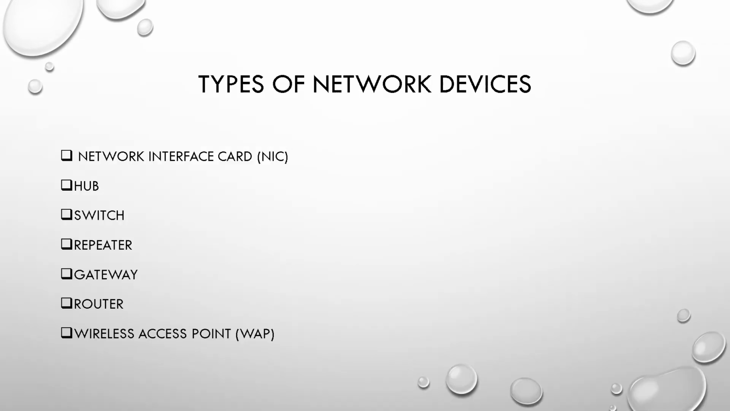Types of network devices. Now there are various types of network devices. Number 1 is the network interface card. Number 2, hub, switch, repeater, gateway, router, and wireless access point. Now let us discuss all the types of network devices one by one.